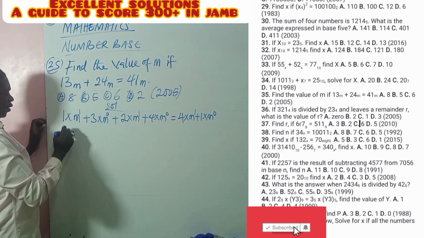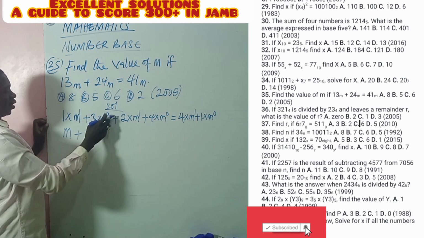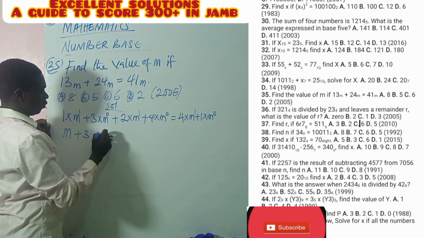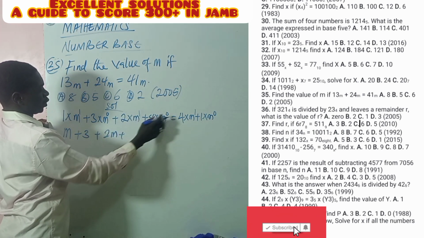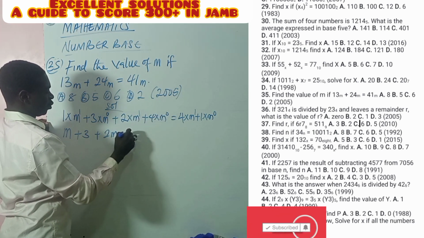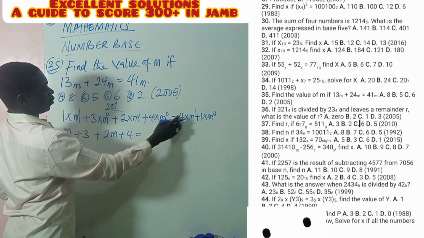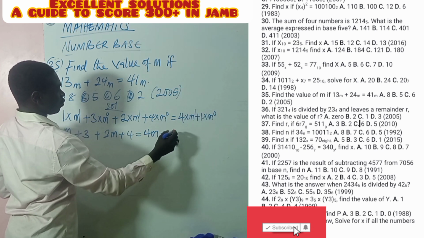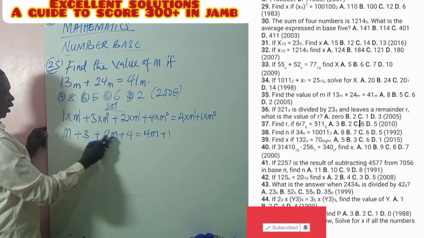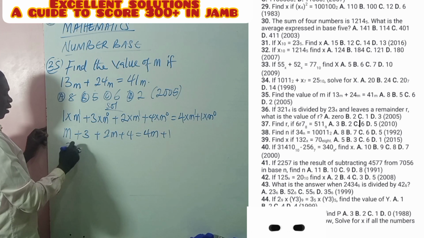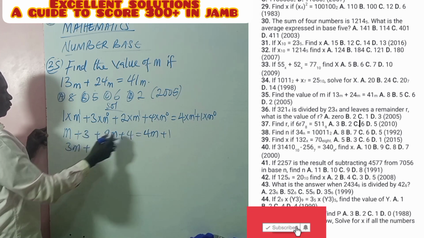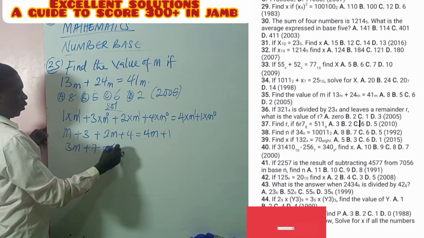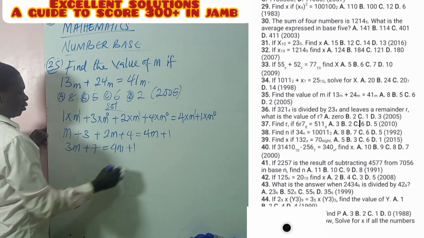So this is the same as m plus 3 times m power 0, which is 1, so this is plus 3. Then plus 2 times m, we have 2m. 4 times m power 0 is 4 times 1, which is 4, equals 4m. Then plus 1 times 1, we have 1. So m plus 2m, we have 3m, plus 3 plus 4, we have 7, equals 4m plus 1.